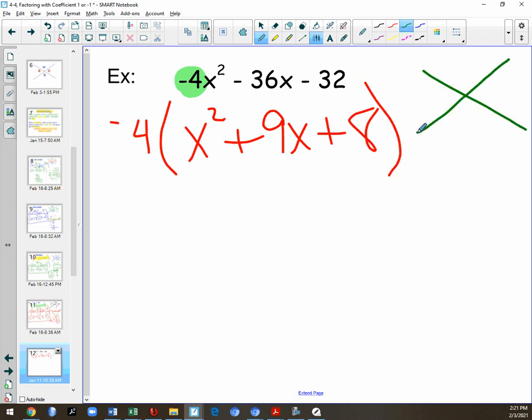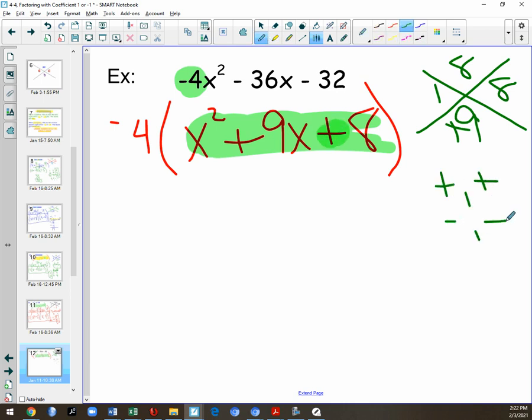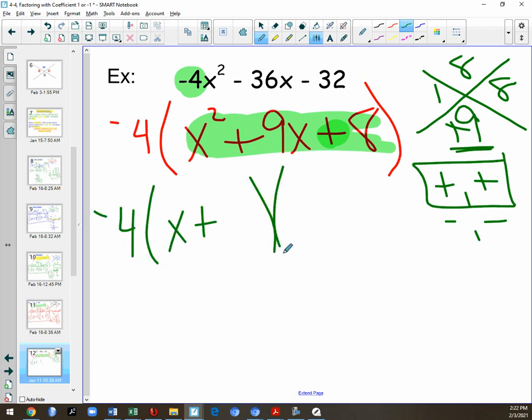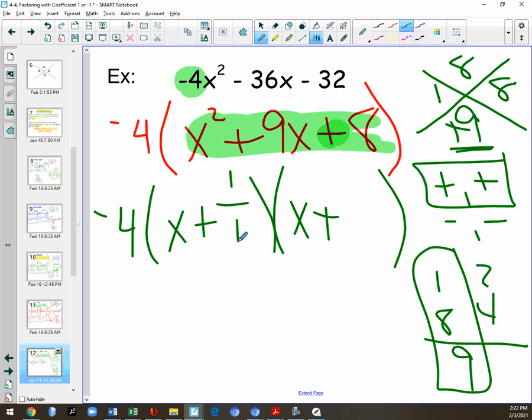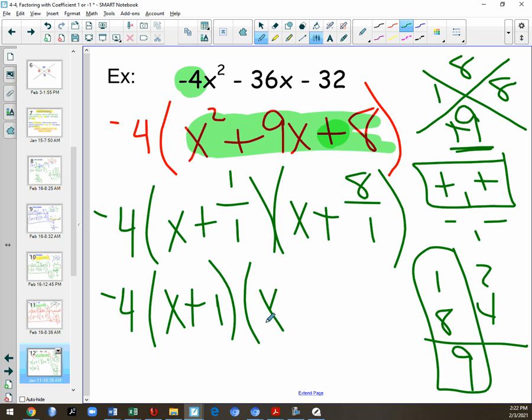Then I draw my x. From my parentheses, I am going to have a 1 here and an 8 here, and I'm multiplying them together to give me 8, and they have to equal a positive 9. Since I have a positive number here, my signs have got to either be plus plus or minus minus. How do I determine that? Look at the middle sign that you want, which is plus plus. Drop down the negative 4 and do x plus, and I need factors of 8, 1 and 8, 2 and 4, that are going to add to give me 9. So that gives me a 1 over 1 and an 8 over 1. So negative 4 parenthesis x plus 1 times x plus 8.